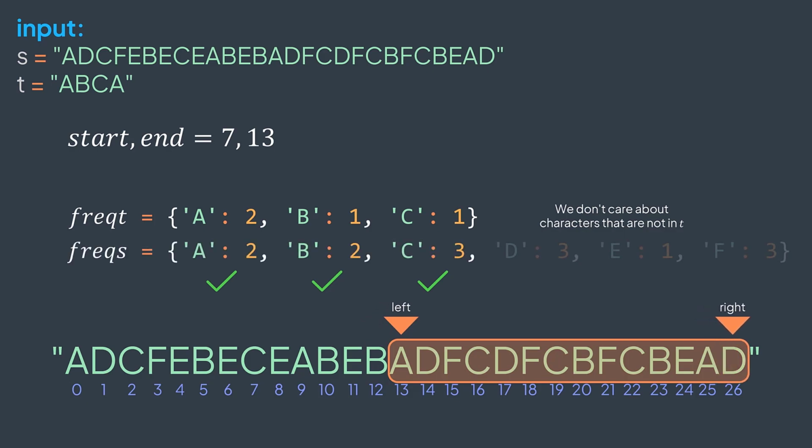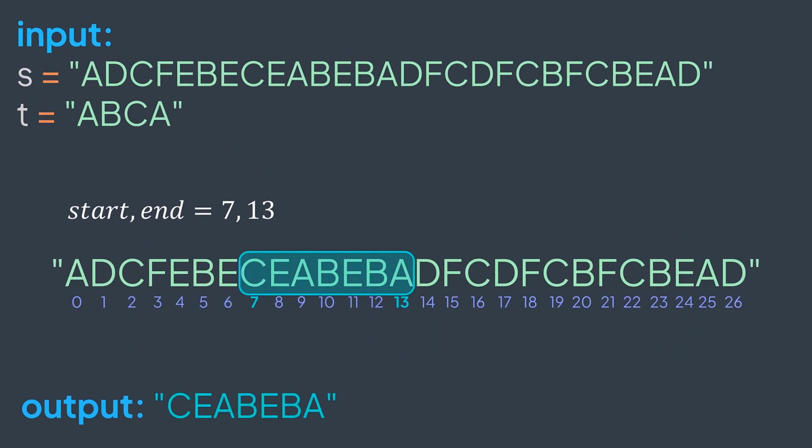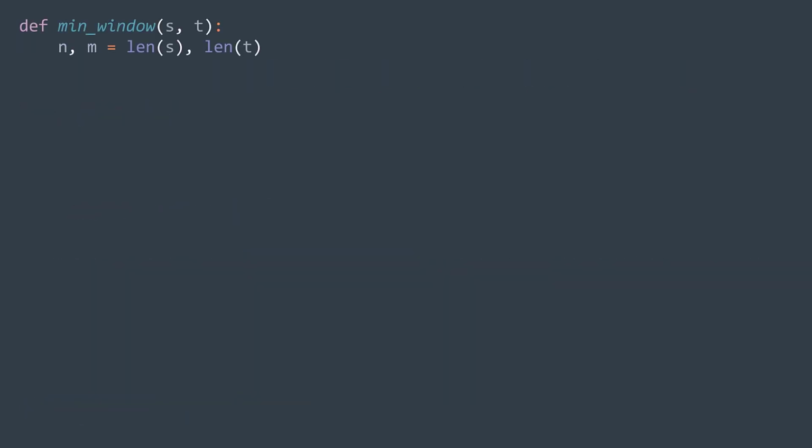Last index, we find D and A is still important. We don't update, and we finish traversing S. The global shortest substring that contains all characters of T is the one between indexes 7 and 13 inclusive. It's CEABEBA. Take some seconds to process what you've seen until now before continuing the video. Let's move to the code.